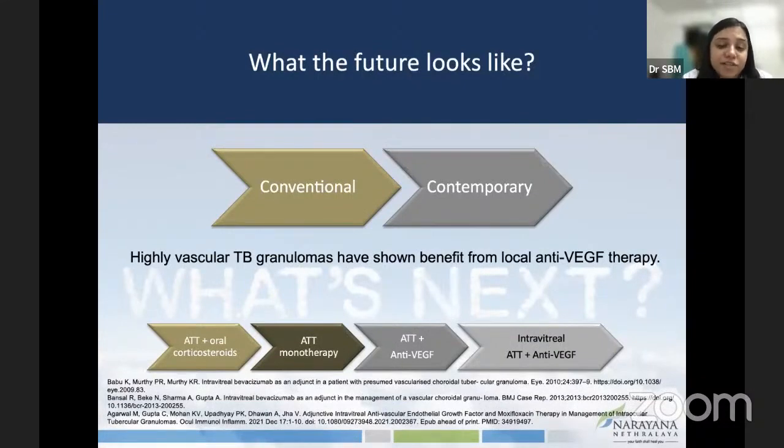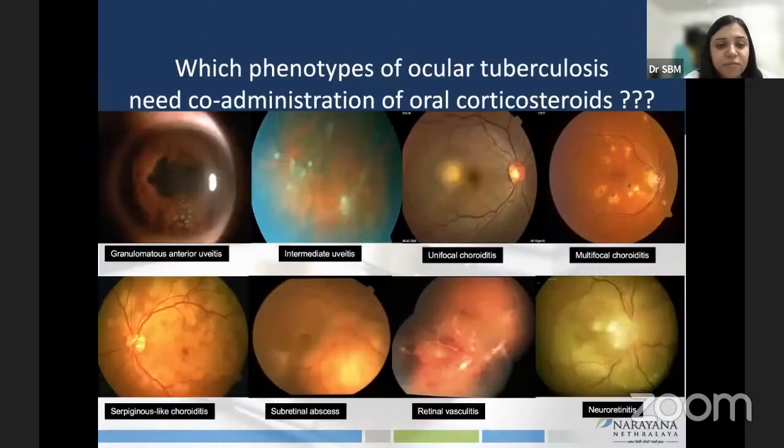We are moving from a conventional treatment to contemporary treatment. Now we have these highly vascular TB granulomas, which benefit from local anti-VEGF therapy, though for now it is combined with systemic immunosuppression, but I don't think we are far from the days when we might be giving intravitreal ATT and anti-VEGF for only ocular tuberculosis without any active systemic infection.